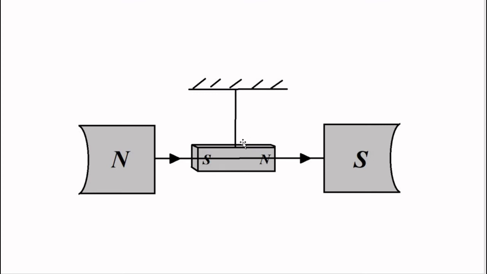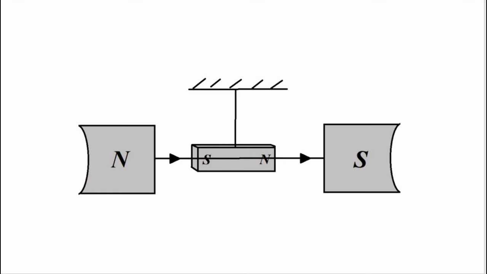It was perpendicular because in that case it used to repel. North, north repel, south, south repel. But in this case it is attractive type. So north attracts south, south attracts north, so its longest axis is always parallel to the external magnetic field.